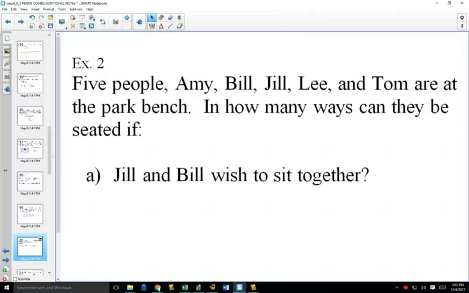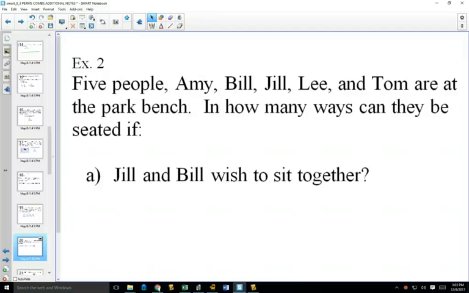So there's 5 people. Amy, Bill, Jill, Lee, and Tom. They're sitting on a park bench. And it's springtime, and Jill and Bill wish to sit together. So this is a grouping question because you have 2 people that want to sit together. The other people don't have to sit together, so Jill and Bill, of the 5 people, they could be together on the end, they could be together somewhere in the middle, or they could be together on the other end.